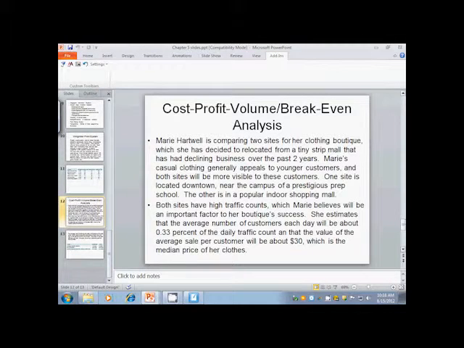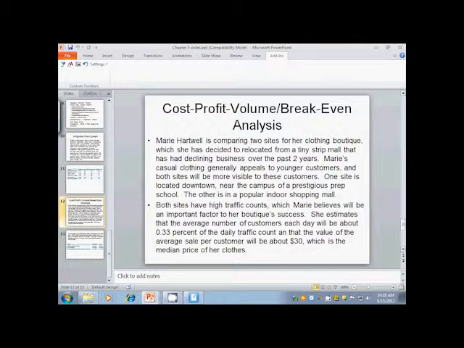Marie Hartwell is comparing two sites for her clothing boutique, which she has decided to relocate from a tiny strip mall that has had declining business over the past 2 years. Marie's casual clothing generally appeals to younger customers, and both sites will be more visible to these customers. One site is located downtown near the campus of a prestigious prep school. The other is in a popular indoor shopping mall. Both sites have high traffic counts, which are listed on this next slide we'll get to in a minute, which Marie believes will be an important factor to her boutique success.